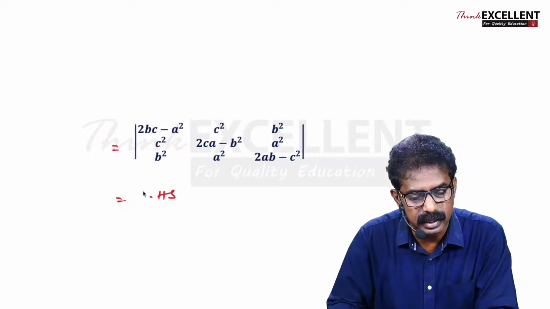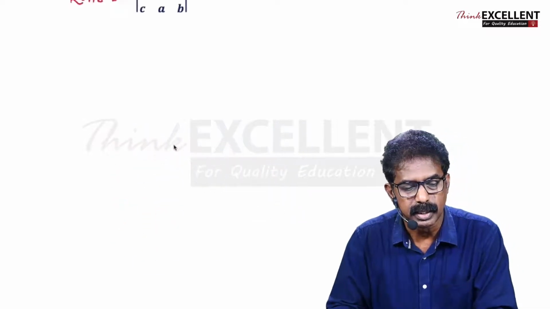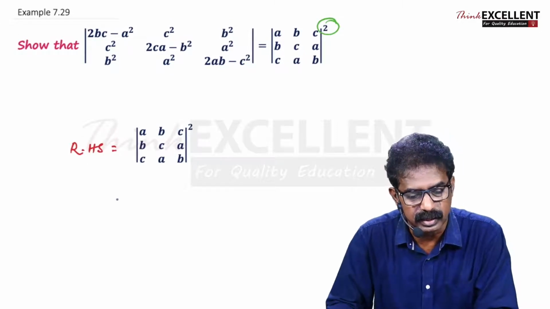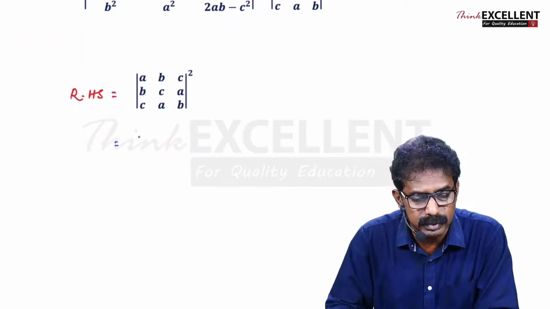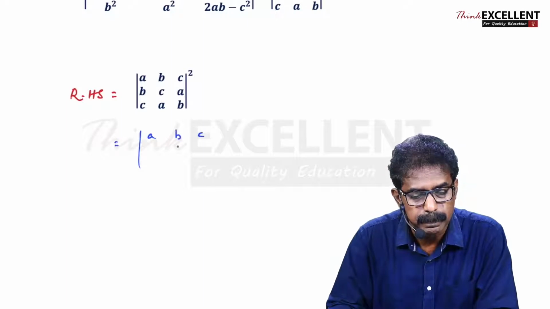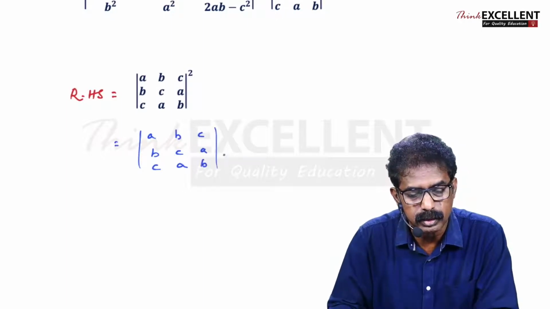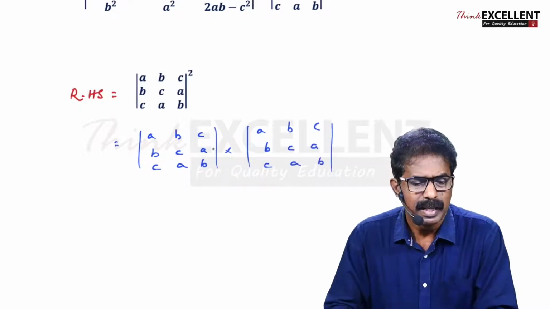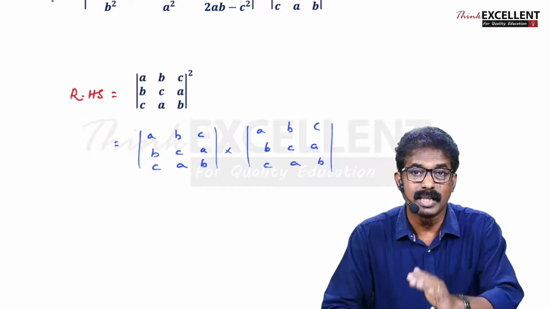And what is LHS here? ABC minus A square and so on, right? Okay. Now please listen here. We are starting with RHS, the whole square. So write it 2 times. ABC, BCA, CAB, into, once again you write the same thing: ABC, BCA, CAB. Multiply and check.